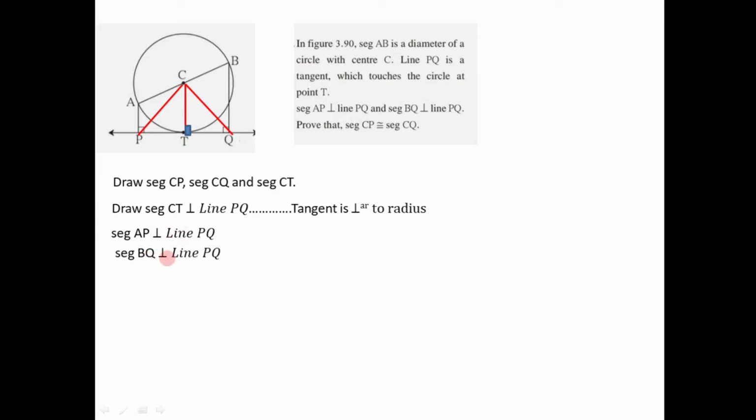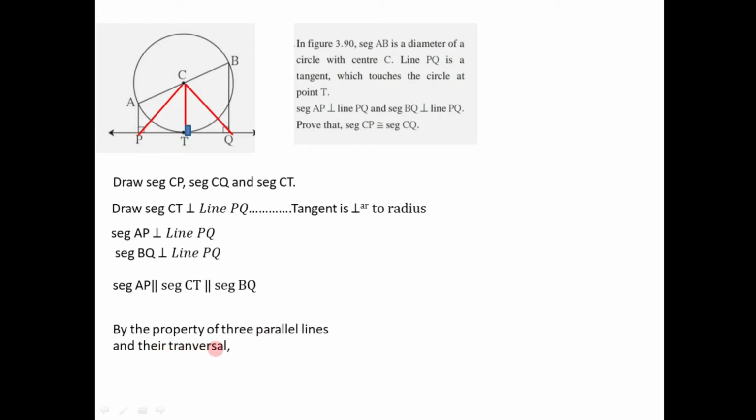So from these three statements, as we can see, segment AP, segment CT, and segment BQ are perpendicular to the same line, that is line PQ. And if this is the condition, then we can conclude that all these three segments are parallel. That is, segment AP is parallel to segment CT, is parallel to segment BQ. So these three segments are parallel to each other. And if we consider AB and PQ, they are transversals. So we have the property of three parallel lines and their transversals.